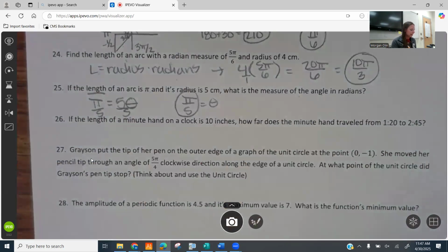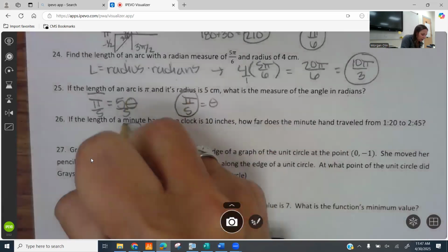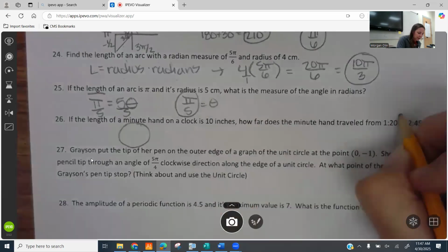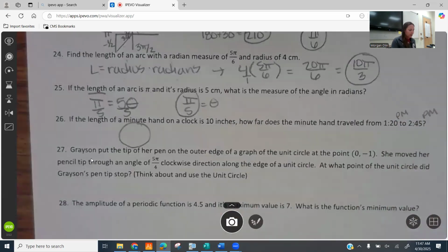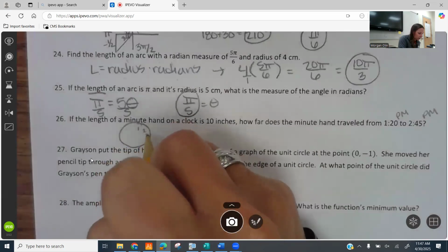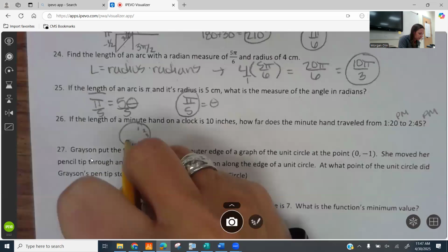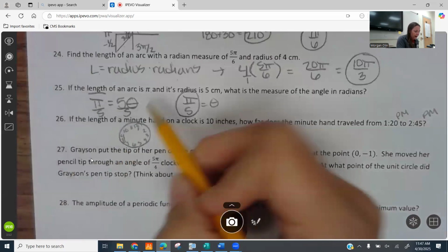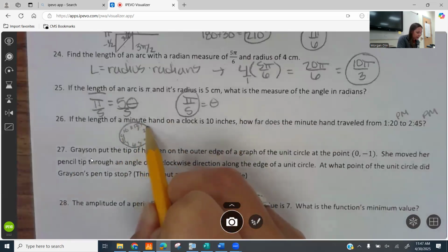All right, number 26. The length of a minute hand on a clock is 10 inches. So you have a clock and the minute hand is 10 inches. That's like our radius right there. How far does the minute hand travel from 1:20 to 2:45? Let's just assume this is like PM to PM. Now, you have to know where 1:20 is. Remember we talked about the clock. 1, 2, 3, 4, 5, 6, 7, 8, 9, 10, 11, and then there's 12. Remember, these are all 5s. So at the 1, it's 5, 10, 15, 20.